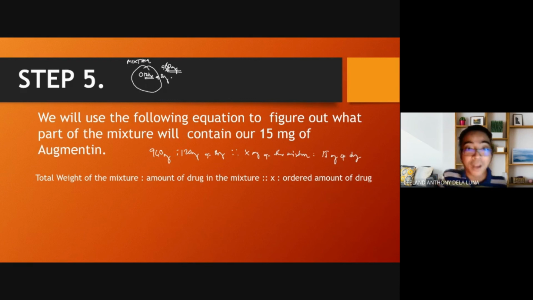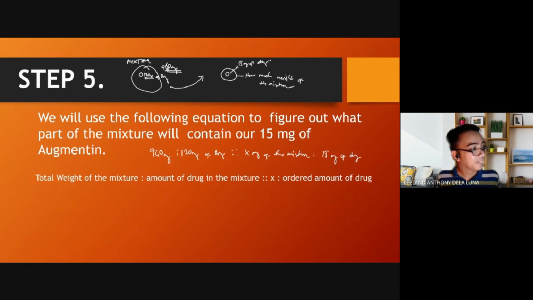Now, from this one class, I want to find how much weight of the mixture will give 15 milligrams of drug. Did you get it? Did you imagine it? Okay, let me repeat how that happened. So, class, 120 milligrams, 960 milligrams, this is the total.